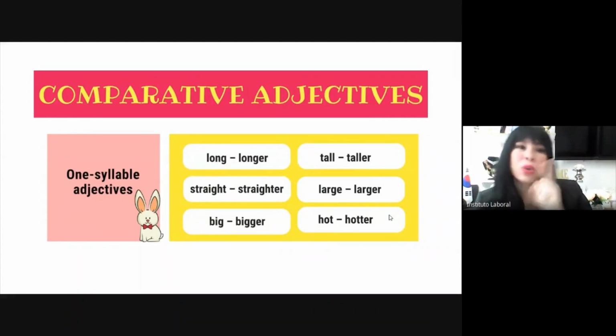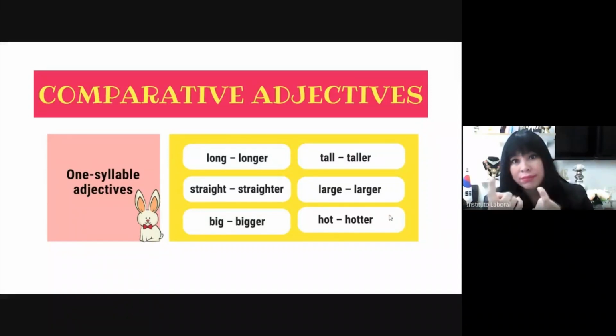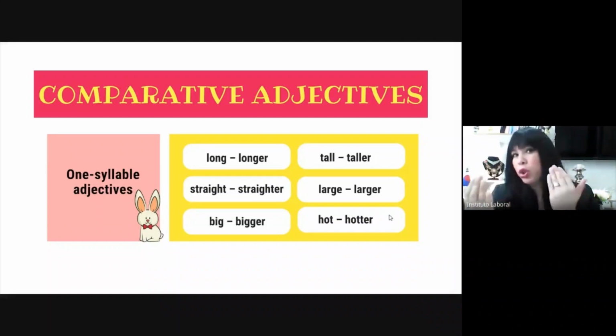We use adjectives to describe nouns. Those nouns can be people, places, or things. We use adjectives to compare two things of the same kind, like two people, a woman, a man, two men, or two animals, a lion and a giraffe, or two things, a house and a building. So we use comparative adjectives when we have two things, two animals, two people, or two places.